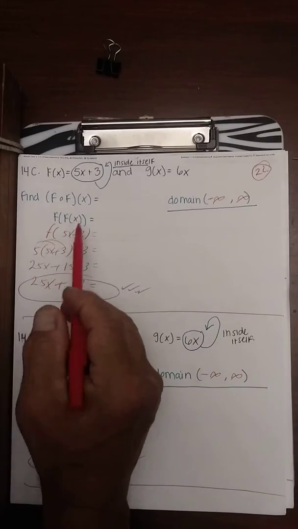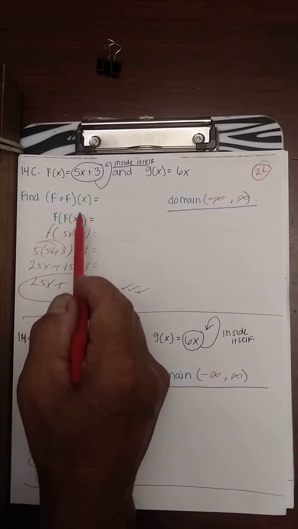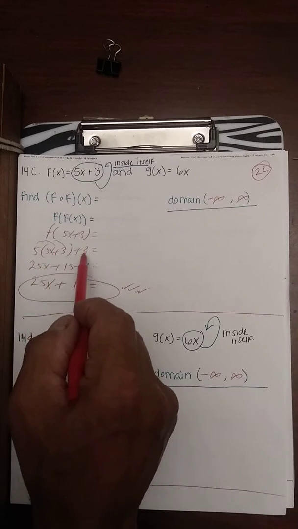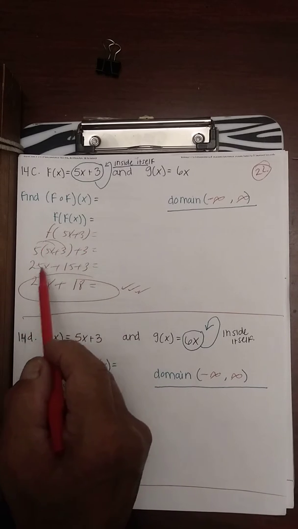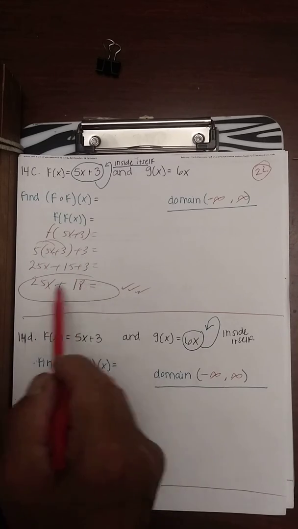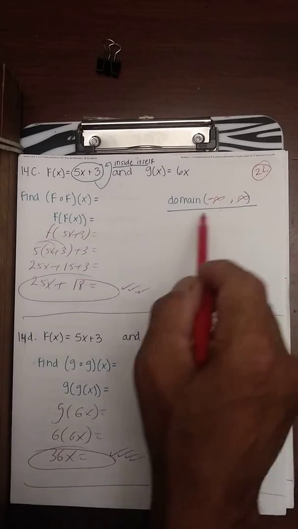F circle f. So f inside of f. So this function inside of itself, 5 times 5x plus 3 plus 3. It's 5 times 5x is 25x, 5 times 3 is 15. Add 3 more, 25x plus 18. The answer, domain is negative infinity to infinity again.